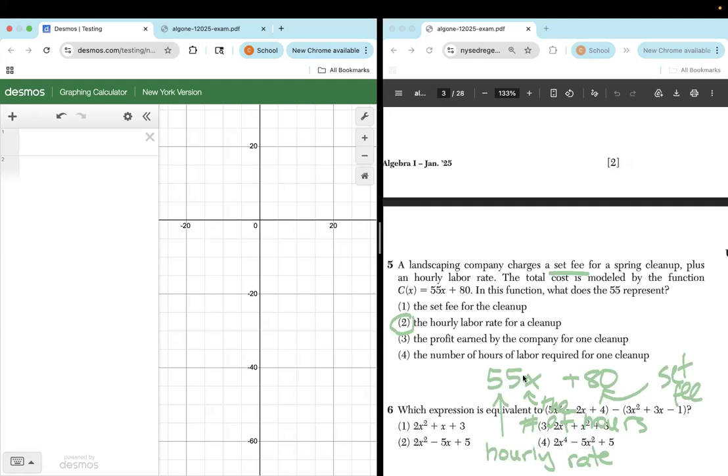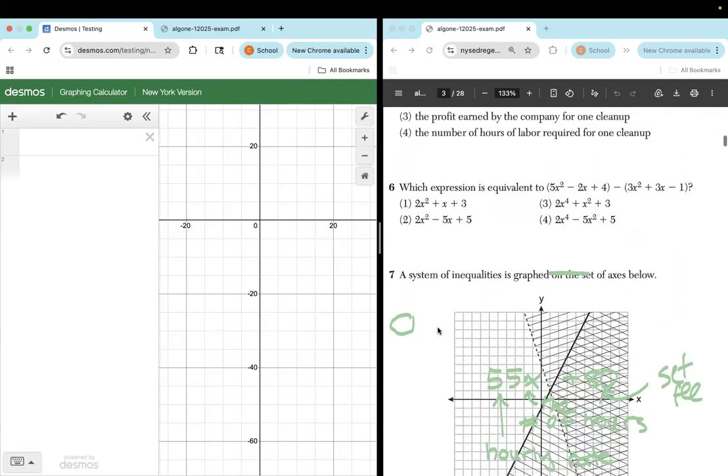And then 55 gets multiplied with x because let's say that the job took 3 hours. We would have to do 55 times 3 for those 3 hours and then add the set fee. So in this case, though, it's asking about the number 55, and that will be the hourly labor rate for cleanup. So choice 2.